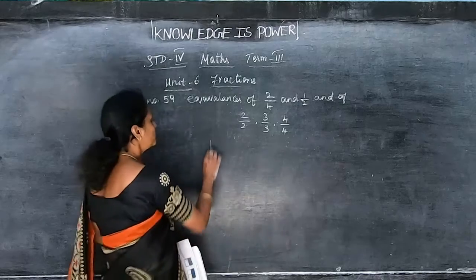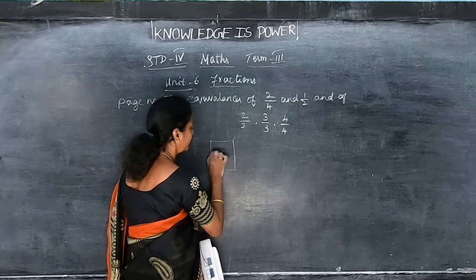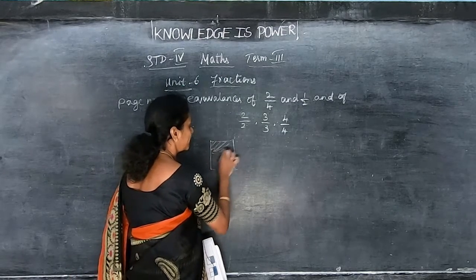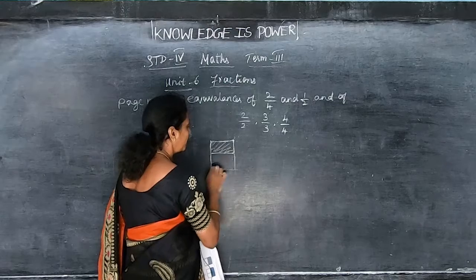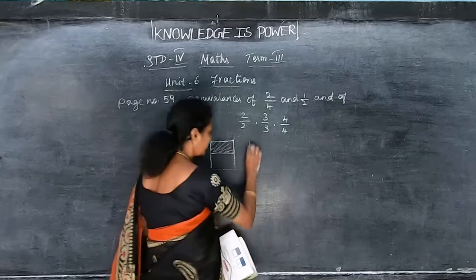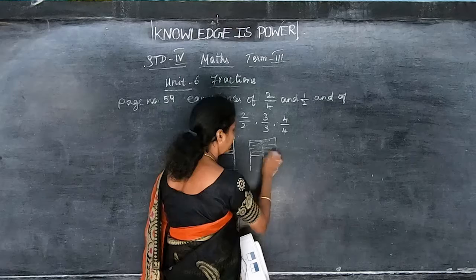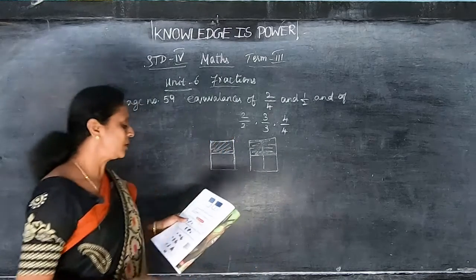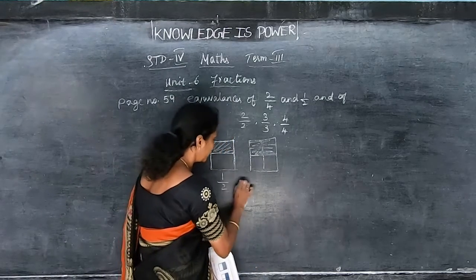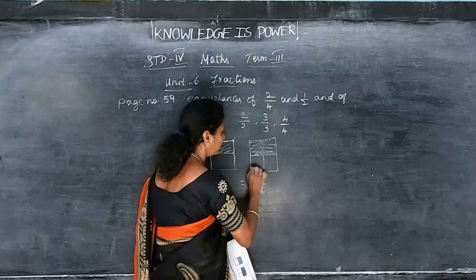So first of all, the 2 parts, we have already seen this. 2 parts are there. Okay, 1, 2, they are divided. And then again, in the 4 parts, the 4 parts are divided. Okay, yeah. That is equivalences. This is 1 by 2 is equal to 2 by 4.